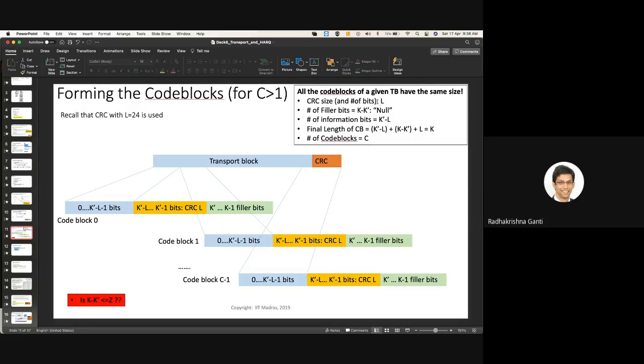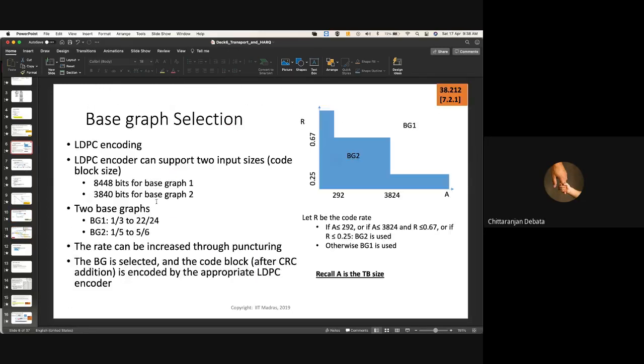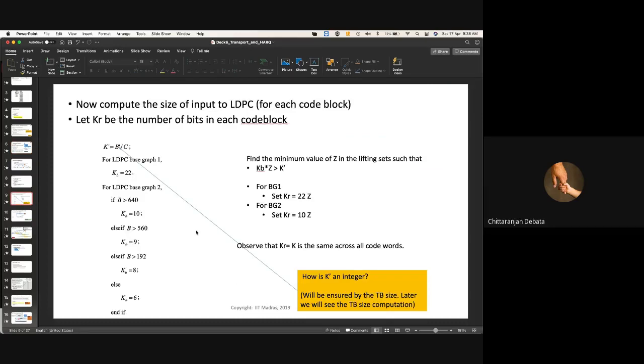Sir, for BG2, the K will always be 10Z? Because in the previous slide, depending upon the B size, the Kb also had a smaller size like 6. Yeah, Kb changes, but K is always 10Z. Kb is used just to find out the lifting size, such that Kb into lifting size is greater than K dash. Remember that K will always be greater than Kb for base graph 2. So if your Kb into Z is greater than K dash, 10 into Z will also be greater than K dash.